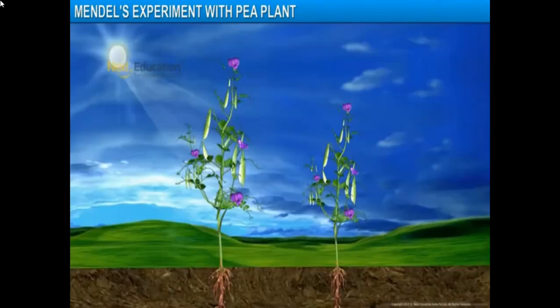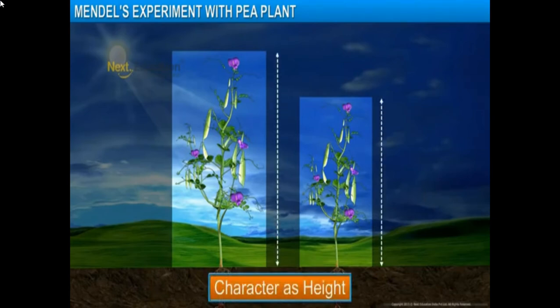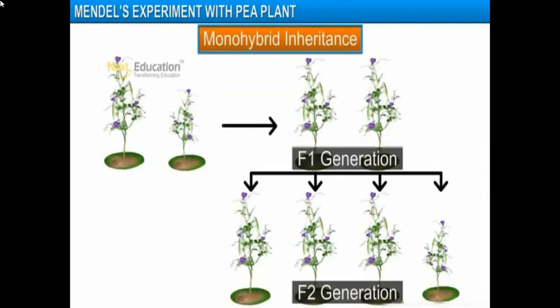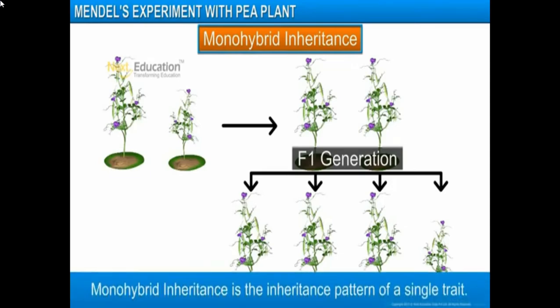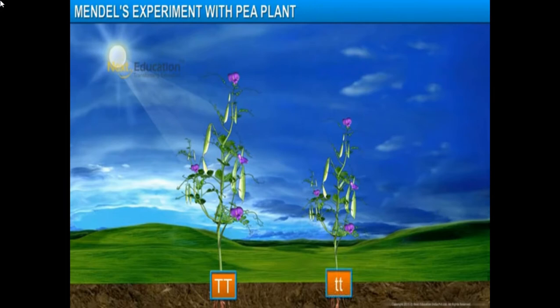The process of inheritance can be easily understood through Mendel's experiments. Let's first understand Mendel's experiment, in which inheritance of only one character is used. For example, the height of the plant. Such an inheritance pattern in which only one trait is used is referred to as monohybrid inheritance. Mendel used pure breeding tall plants with the genotype TT and pure breeding dwarf plants with the genotype tt to reproduce by cross-pollination.